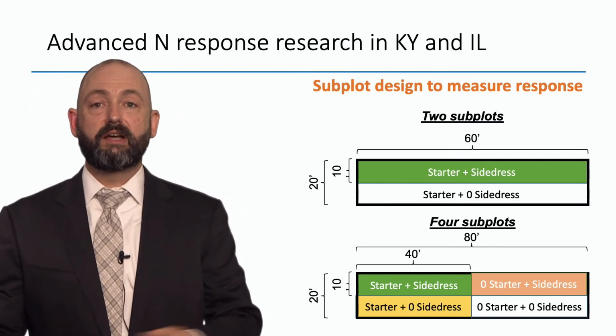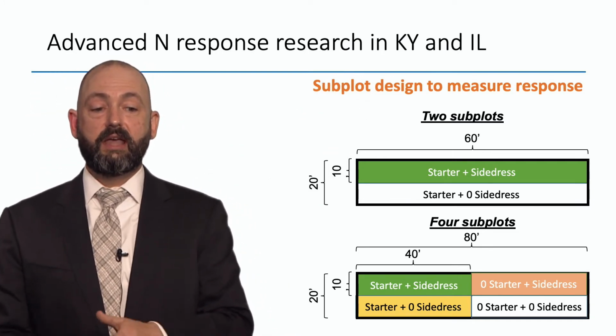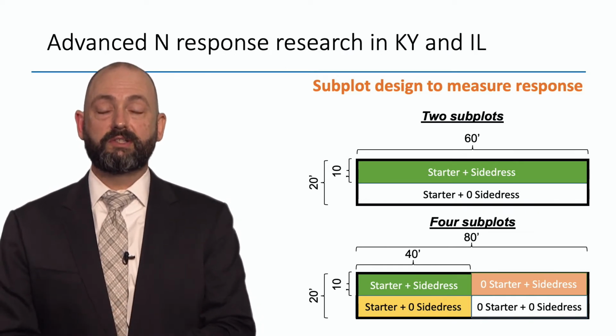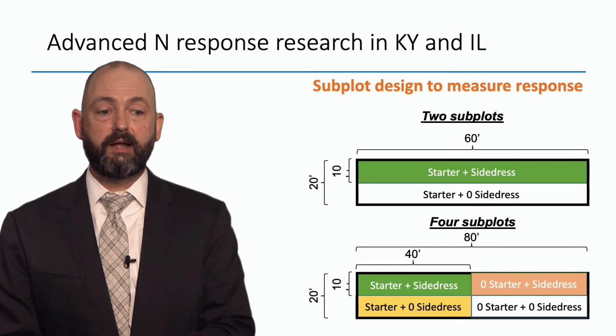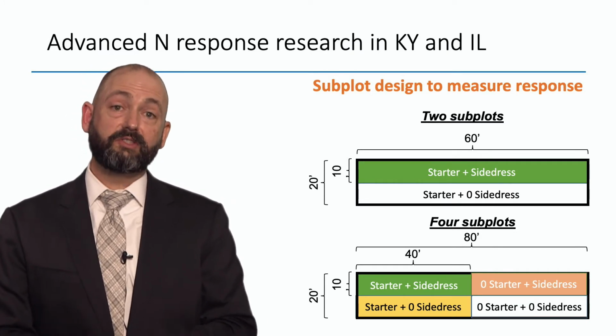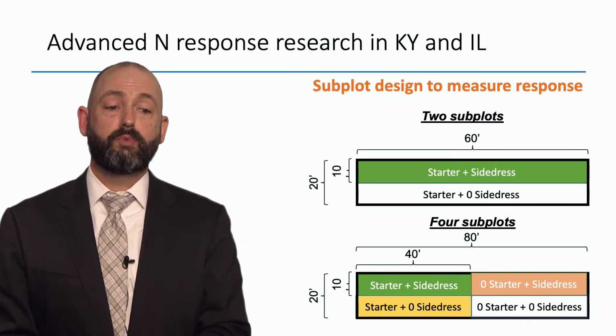So we have all of these nitrogen rates, starter and side dress, and the split plot design we tried the first year was half of the plot got the starter and side dress that was prescribed for that plot. The other half got only starter, so we went with 0 side dress. That allowed us to look at total response just to the side dress portion.